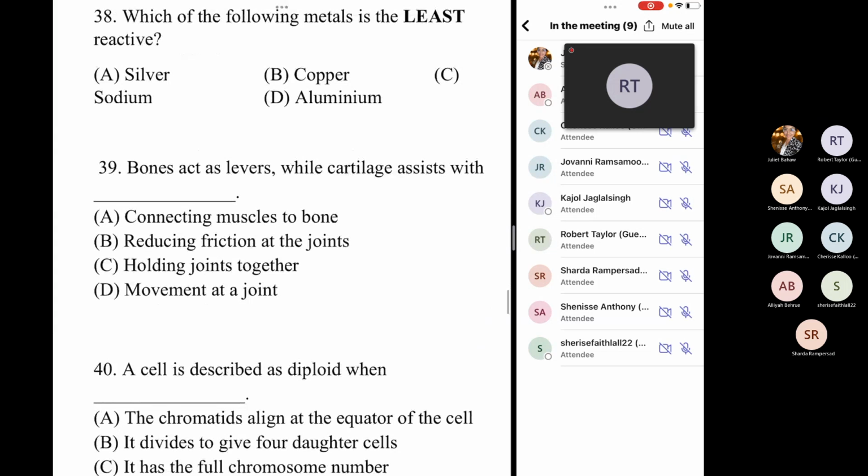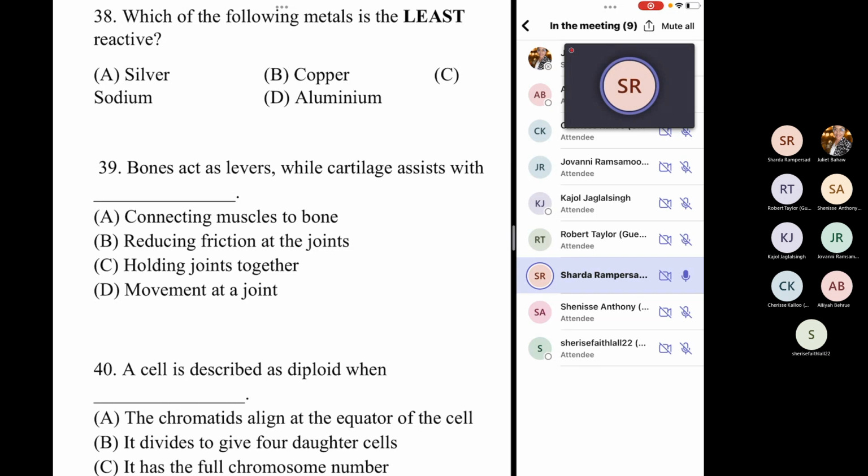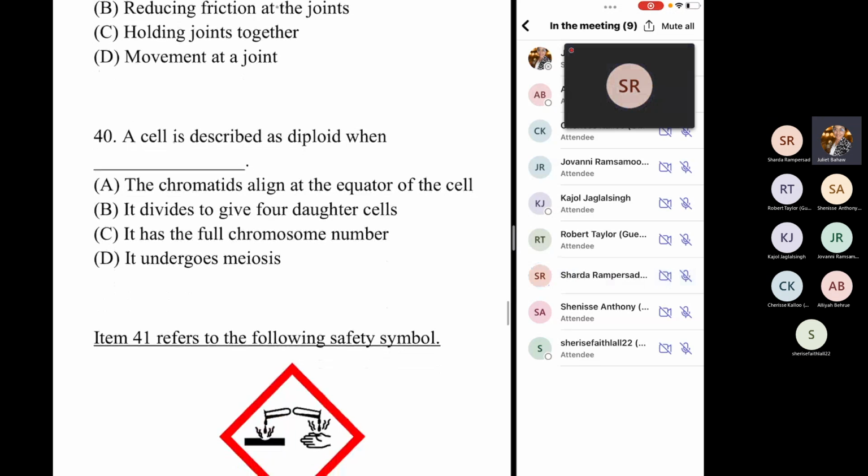39. Bones act as levers while cartilage assists with B, reducing friction at the joints. Correct. 40.